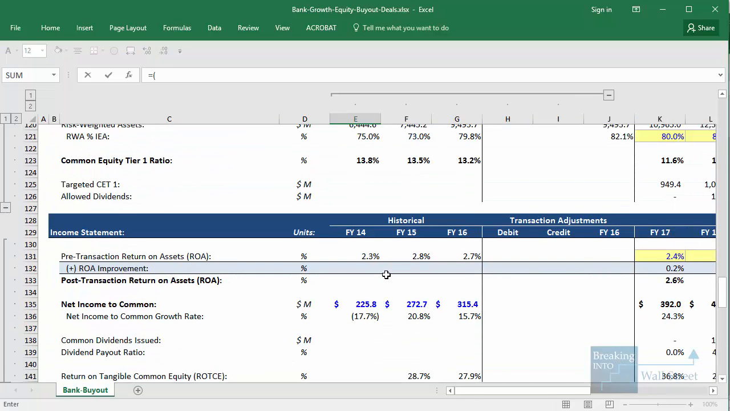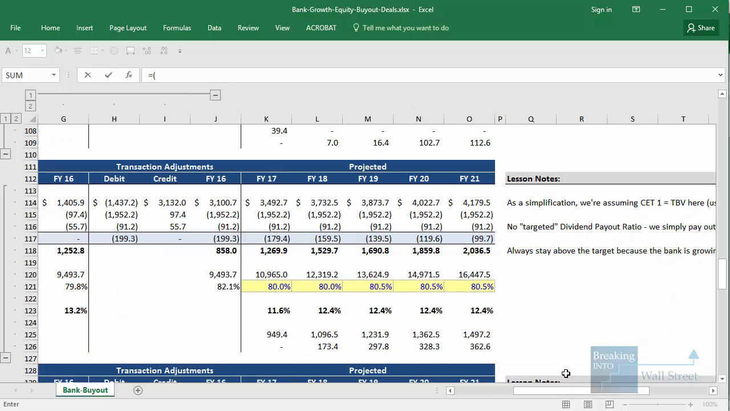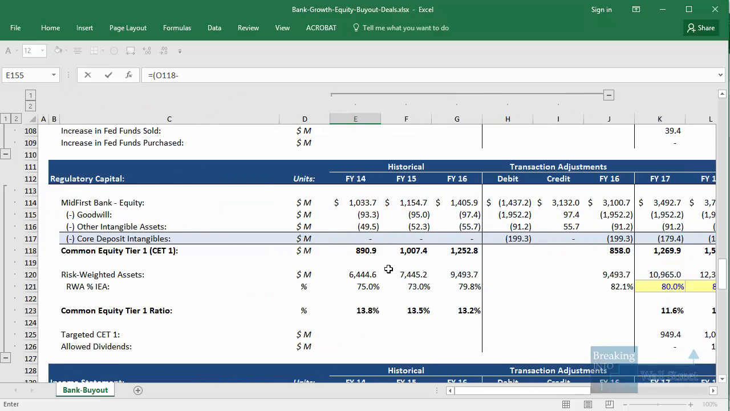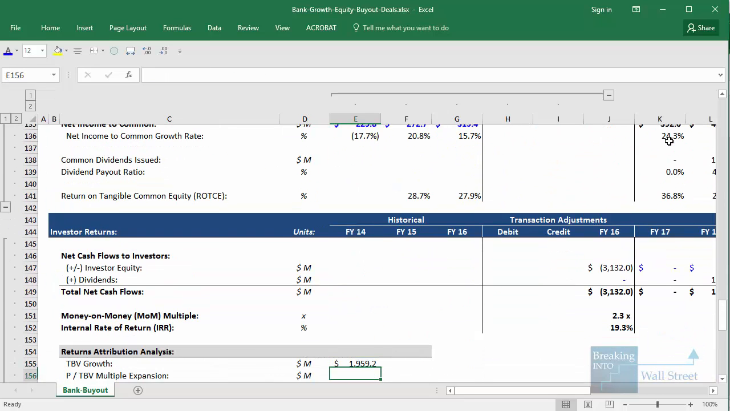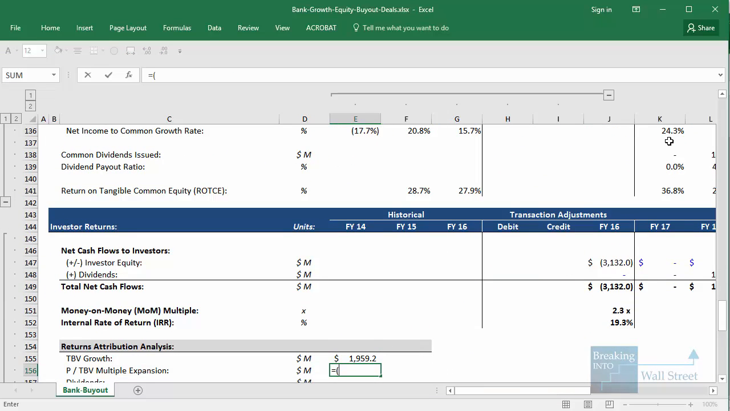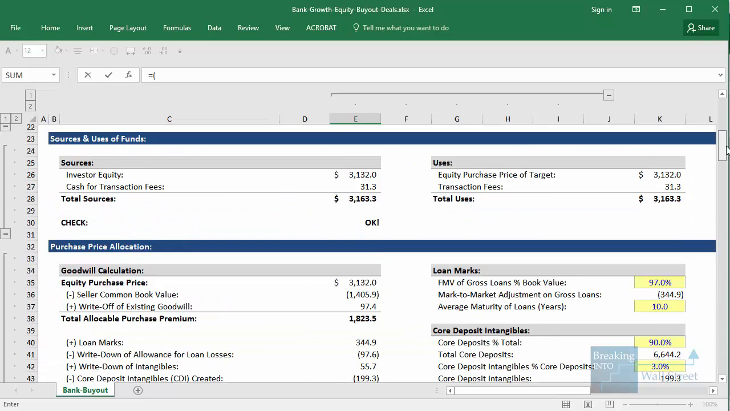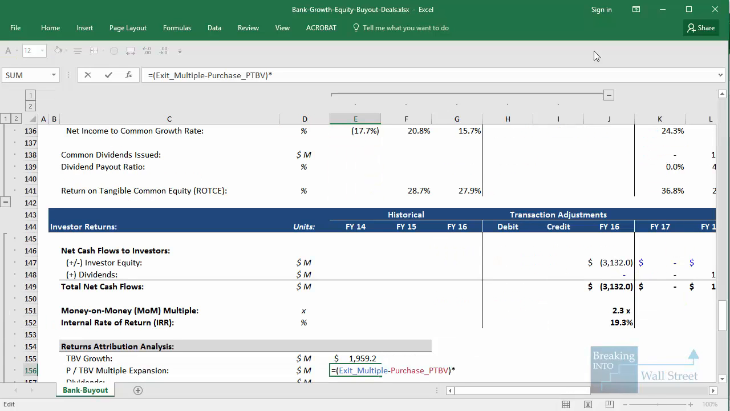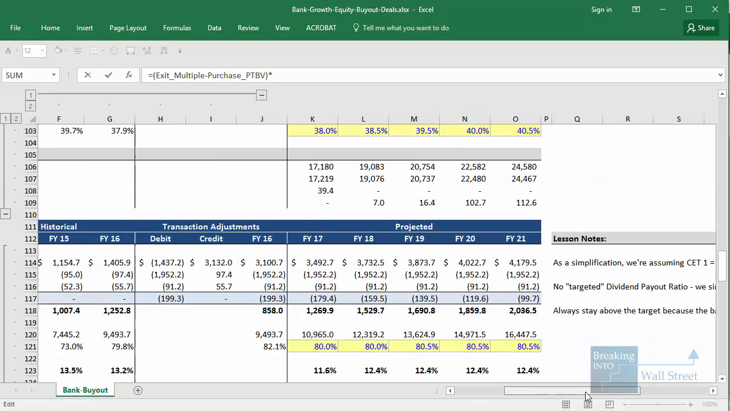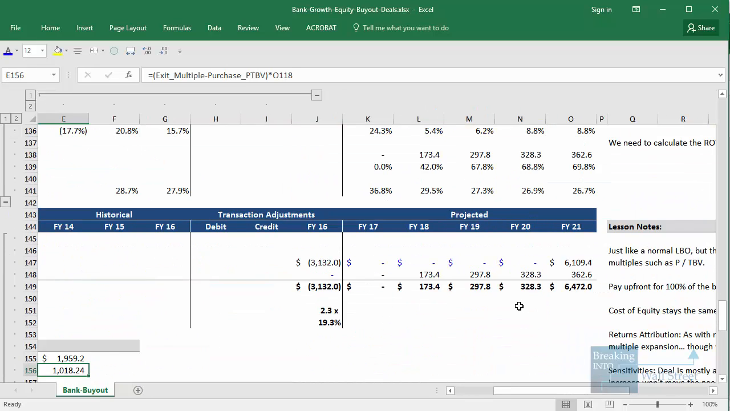And then if we do our returns attribution analysis, we could look at tangible book value growth first. We'll take our ending tangible book value and we'll subtract the starting amount. We'll then multiply this by the purchase price to tangible book value multiple up there. And then for the multiple expansion, let's go up and take our exit multiple. We'll subtract our purchase multiple. And then we'll multiply by the ending tangible book value right over there.